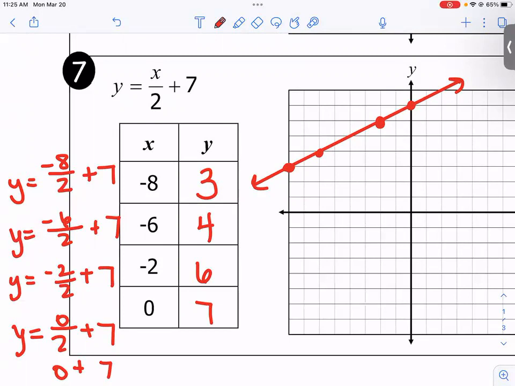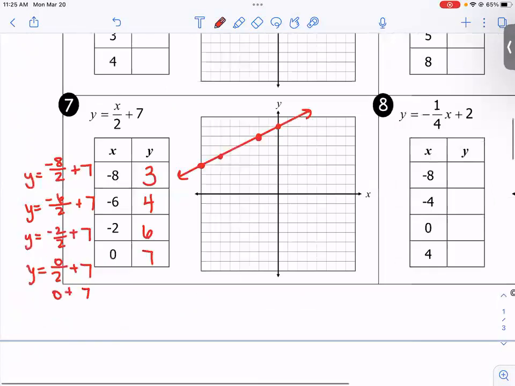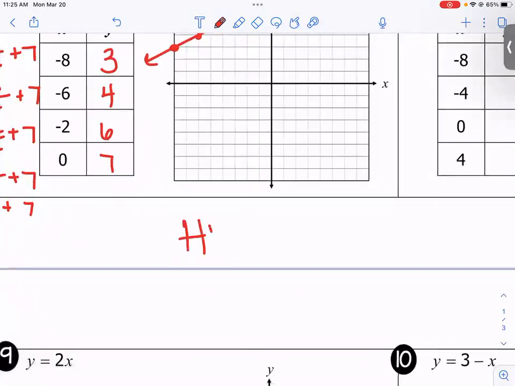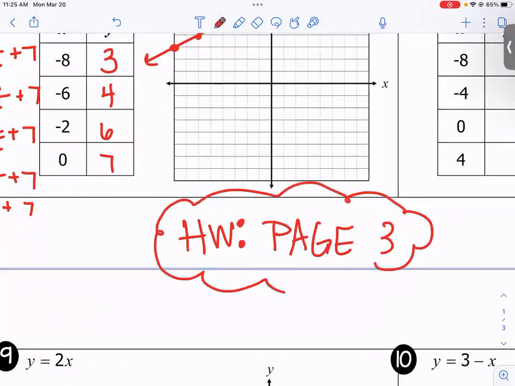Okay, so this is what I need from you. Between the two of you, one of you needs to dispose of your sticky notes. The other one erases the blue sheet. Then you are going to begin your homework, which is all of page 3. All of page 3.